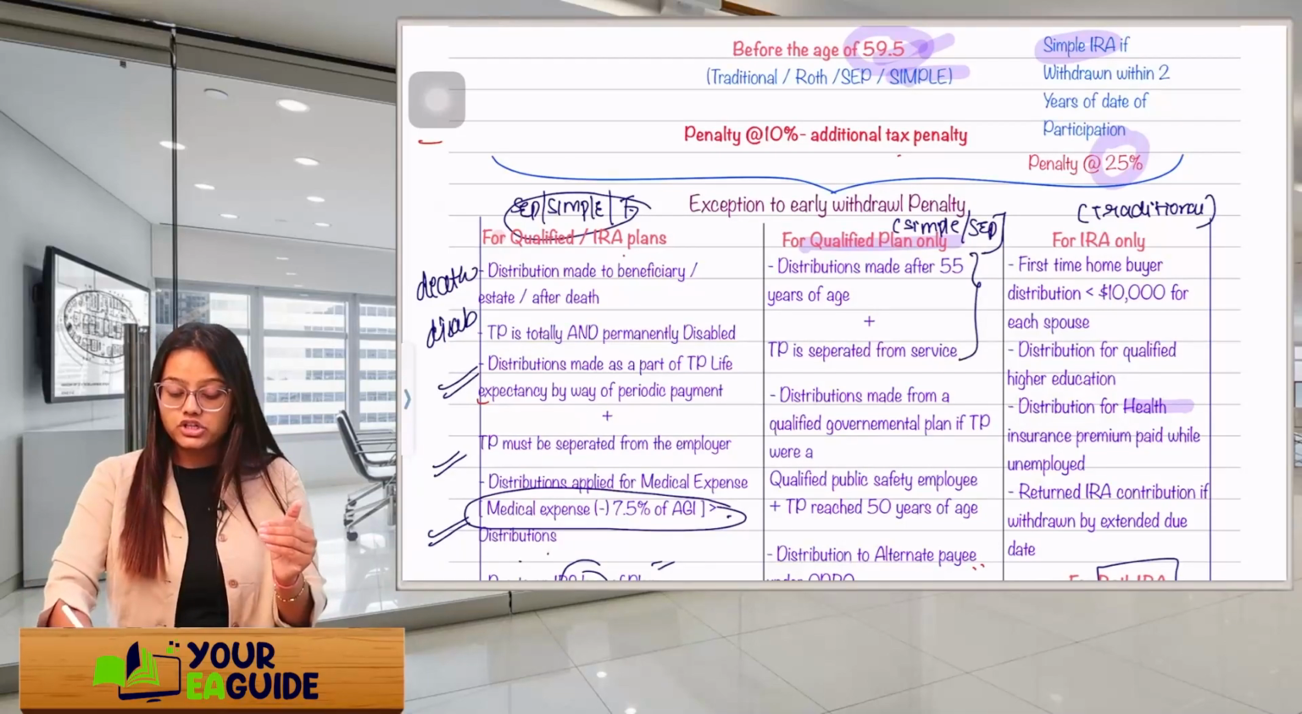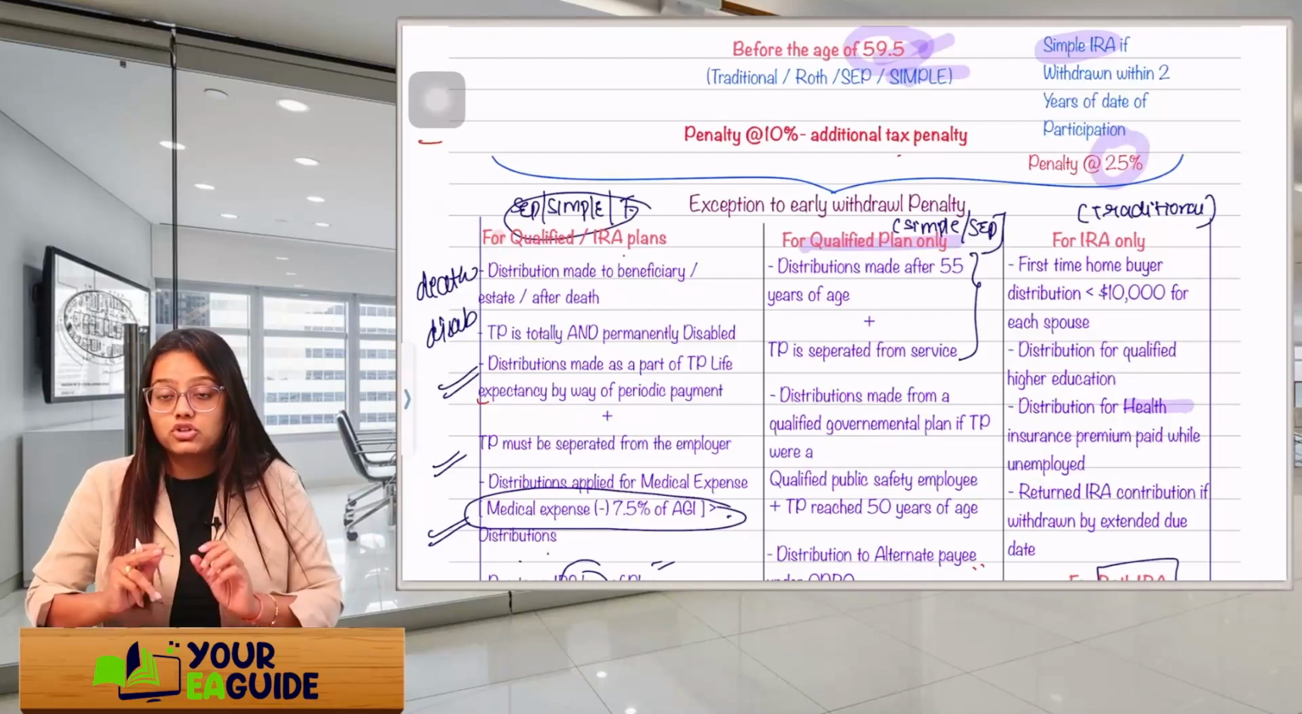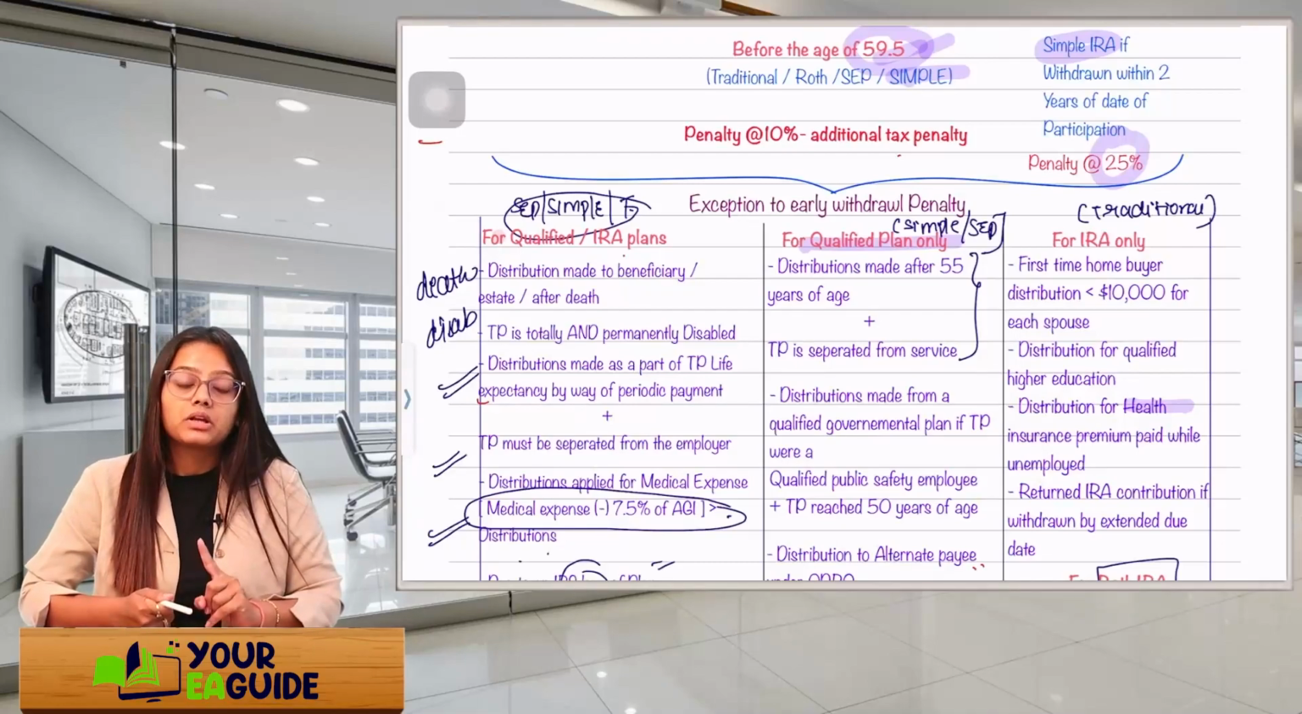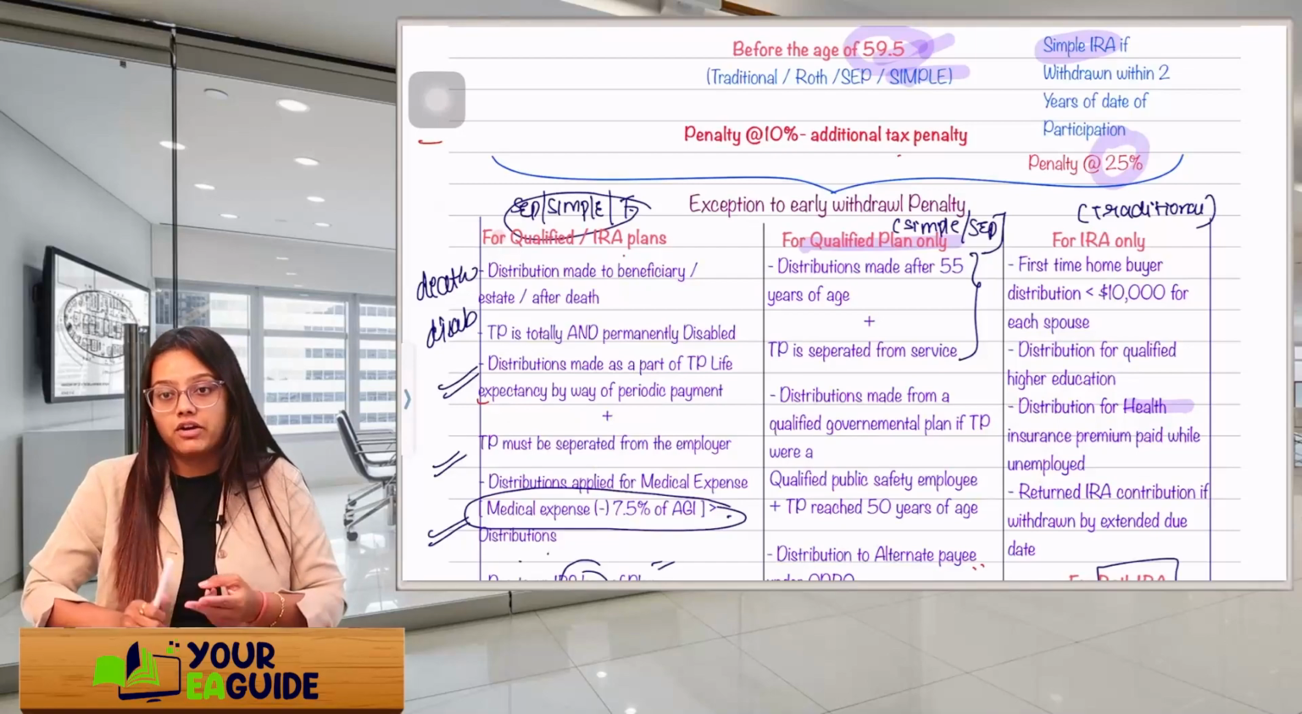So these two conditions need to be checked together. The person should be at least 55, plus the person has retired from the services.